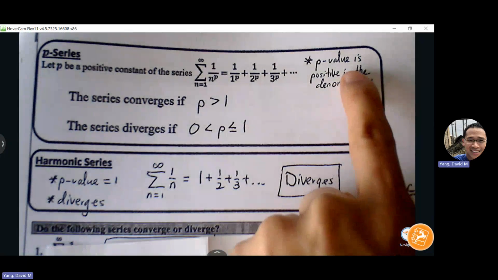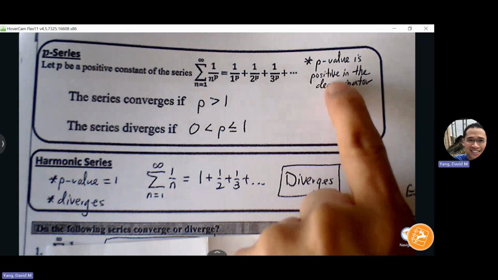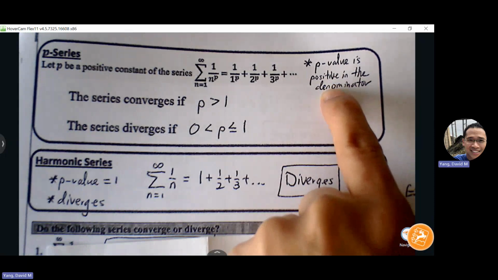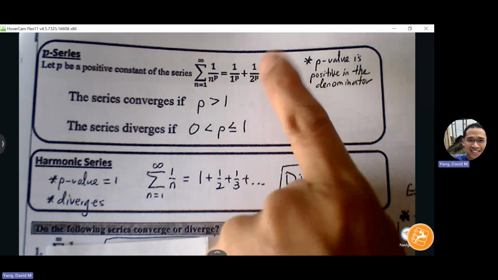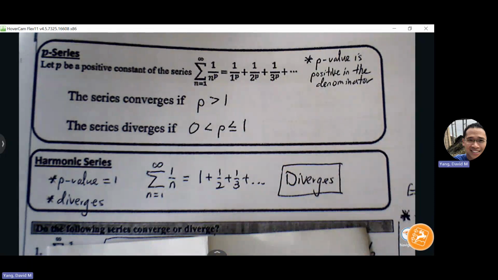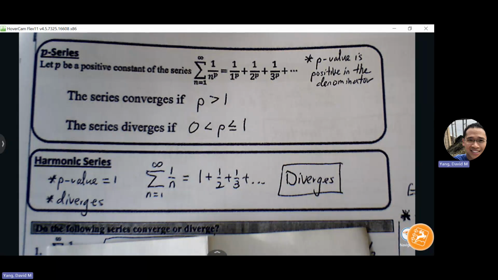The reason why they say P value is positive in the denominator is because if it's negative in the denominator, then we should really bring it up and go through nth term test. There's no need to go through P series test if it doesn't fall into those categories.